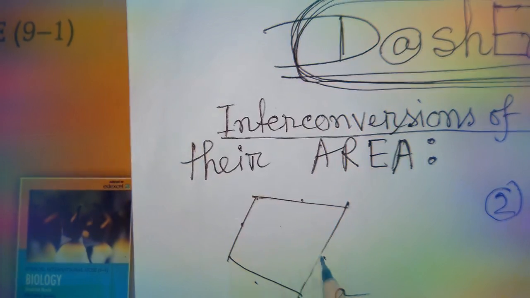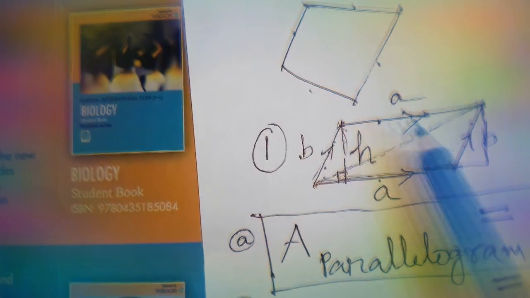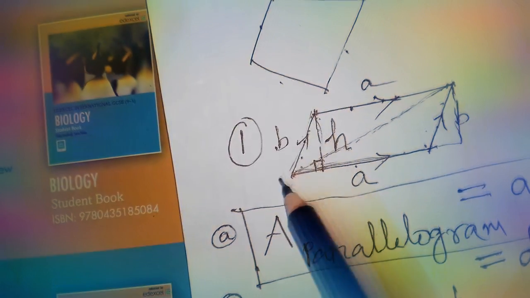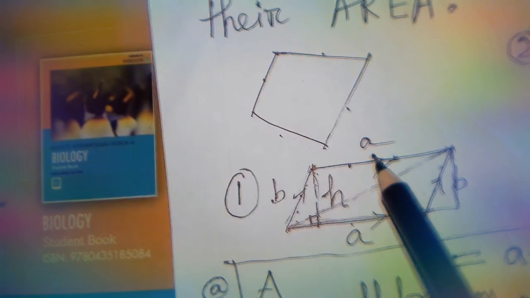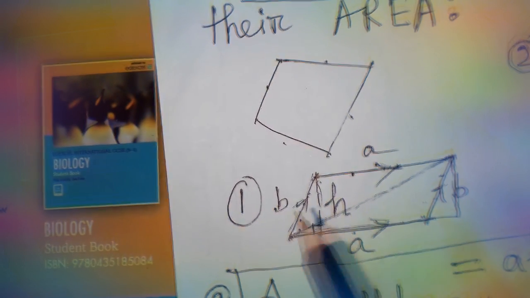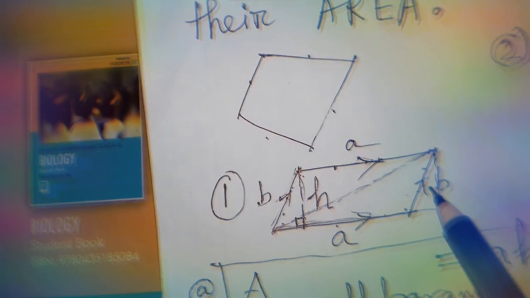You know, a quadrilateral is a four-sided shape: 1, 2, 3, 4. So particularly number 1, this is a parallelogram. This is A and this is B. This is parallel to this and this is parallel to this. So opposite sides are equal: A and A same, B and B same.